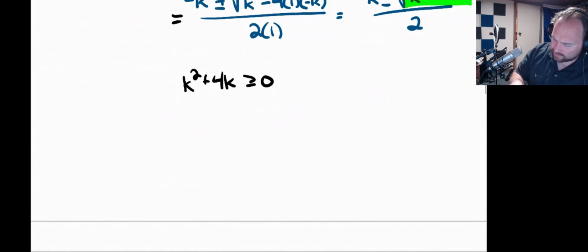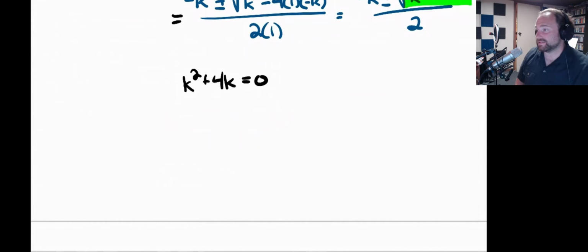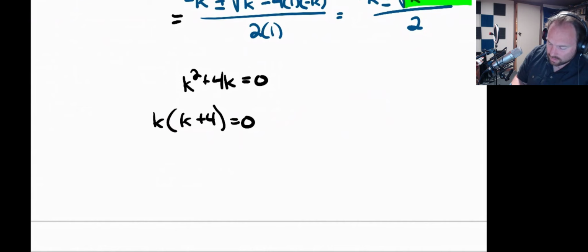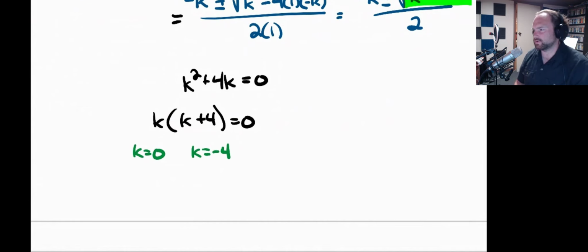When is k squared plus 4k equal to 0? And we can solve this really easily. Remember, k is not a variable. It's actually a constant, so it's just some number we don't know yet. We'll factor out a k, and we're going to get 2 solutions for this. This happens when k is equal to 0 or when k is equal to negative 4. That's kind of our solution.